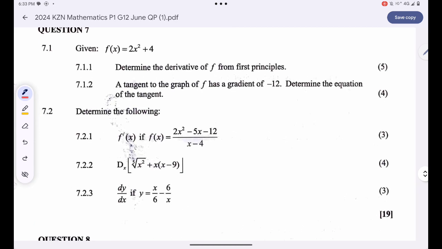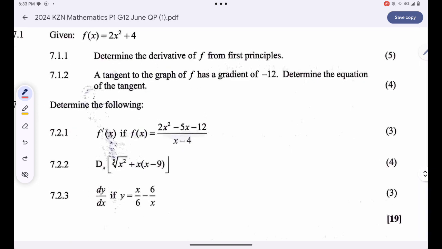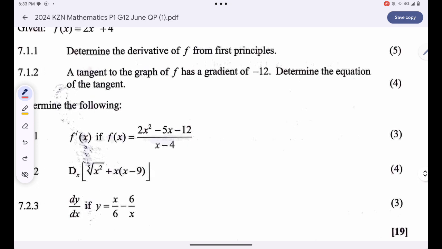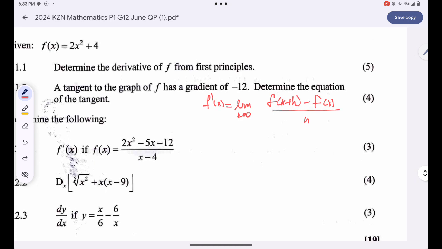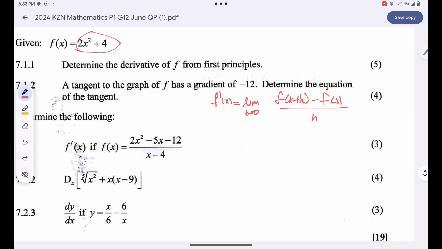Okay, we are given f of x. We are supposed to determine the derivative of f from first principle. There is an equation that helps us to find the derivative from first principle. It simply says f prime of x, the derivative of x, is equal to the limit as h approaches 0 of f of x plus h minus f of x all over h. Are you together?